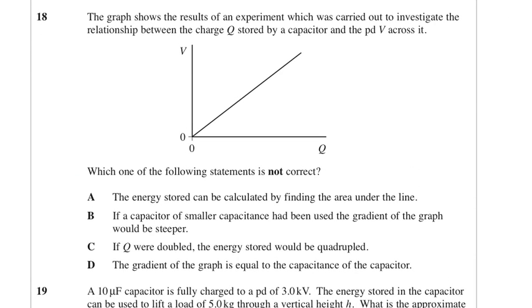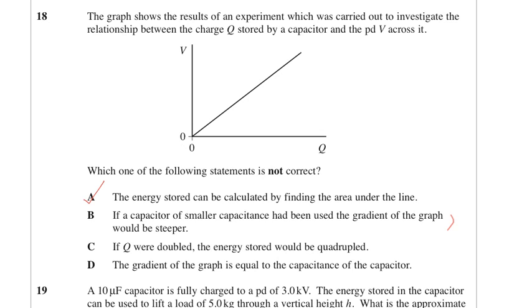The graph shows the results of an experiment carried out to investigate the relationship between Q and V across it, so very much similar to the last question. Which one of the following statements is not correct? Okay, so the energy stored can be calculated by finding the area under the line, so the area under would be half QV, which is correct.